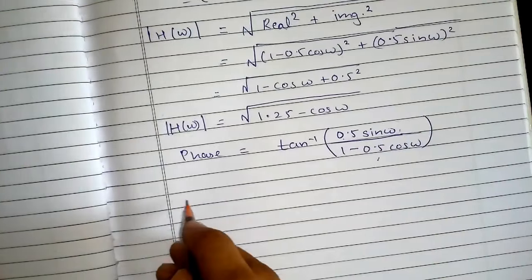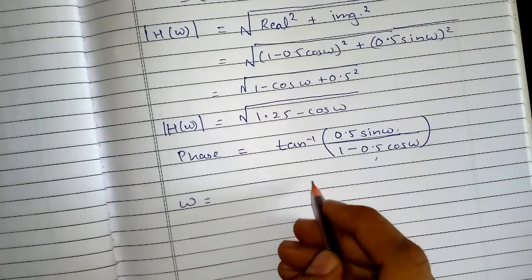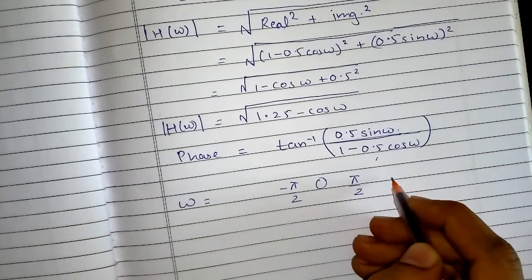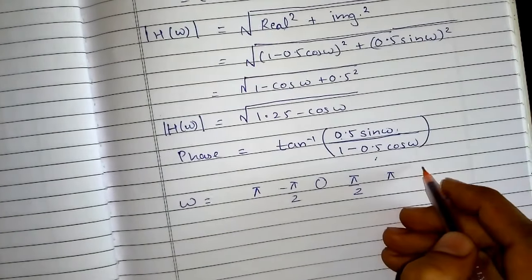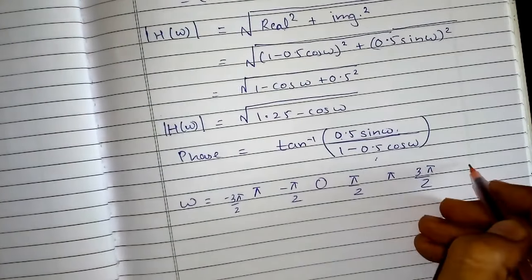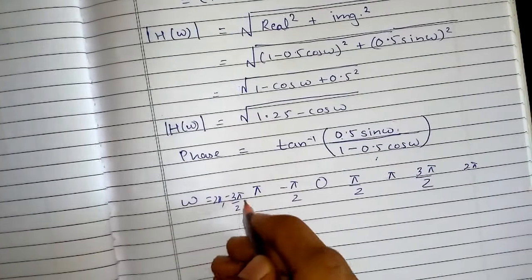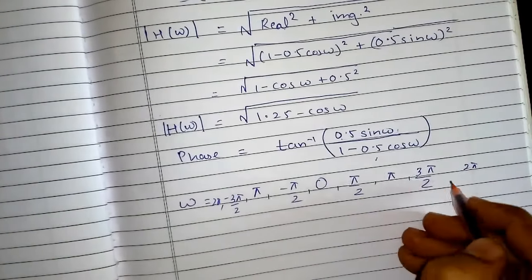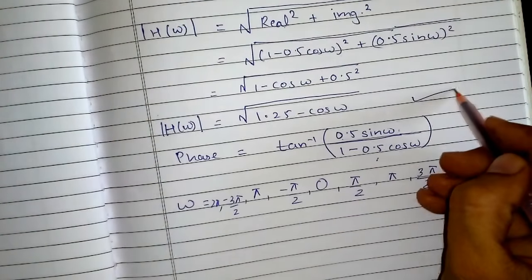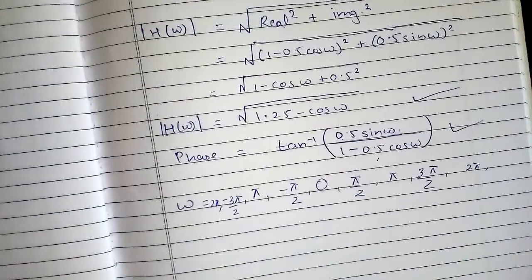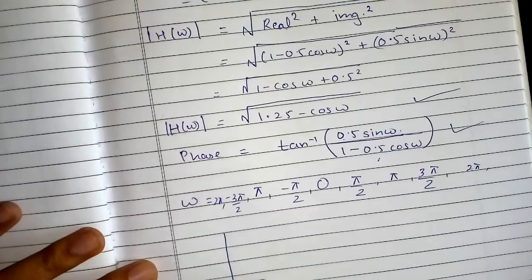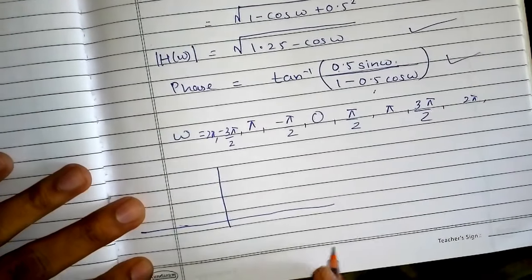Now what you have to do? Put the values of omega. Put 0, pi by 2, minus pi by 2, then pi, then 3 pi by 2, minus 3 pi by 2, and finally 2 pi. Put these values of omega in two things: first in the magnitude and then in the phase. Then sketch them. How do you have to sketch them? Basically, you have to draw this.